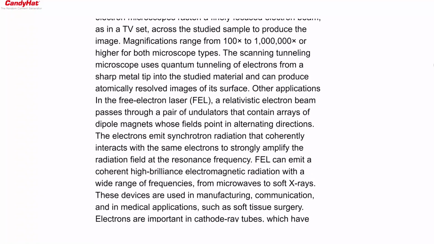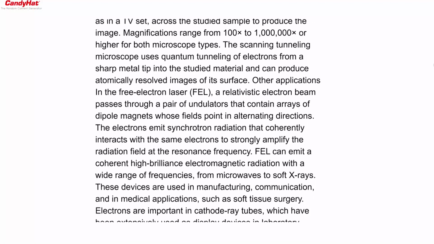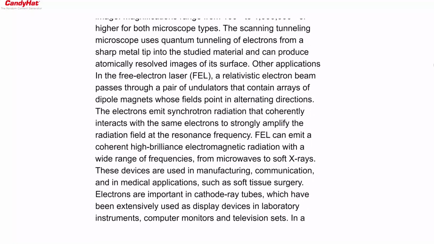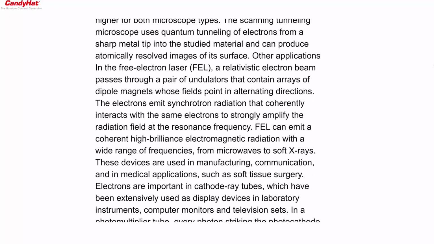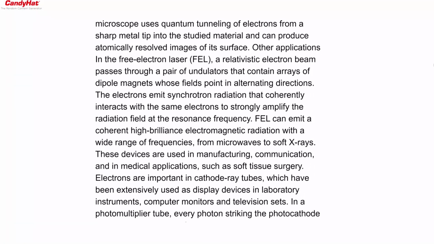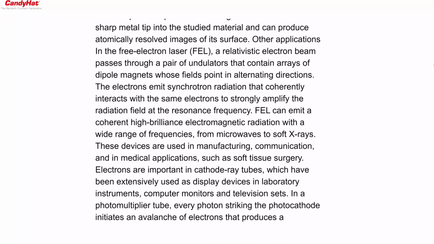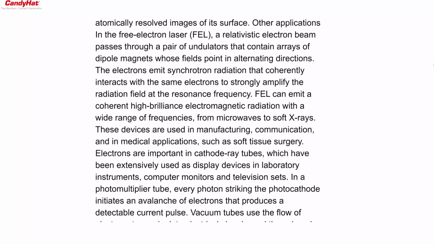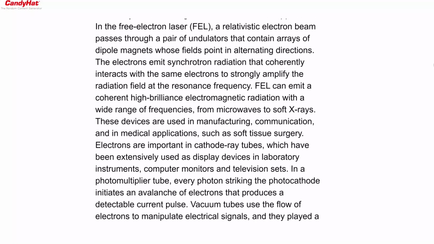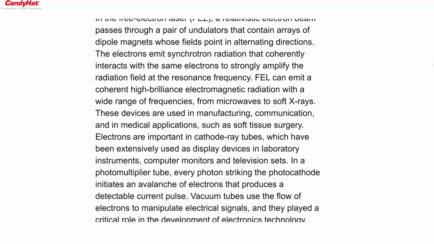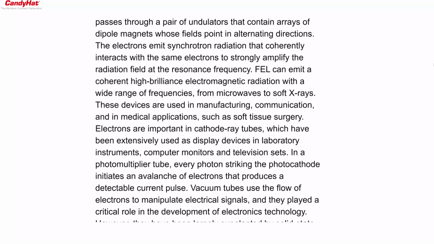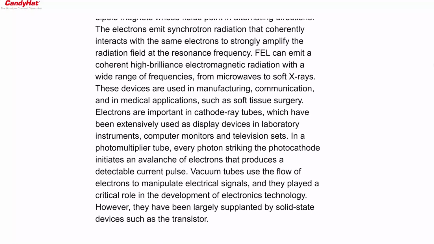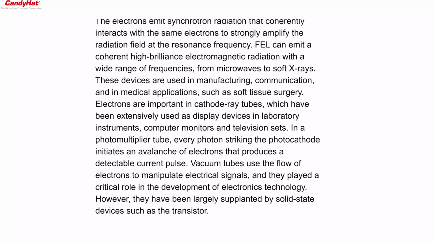Other applications. In the free electron laser, FEL, a relativistic electron beam passes through a pair of undulators that contain arrays of dipole magnets whose fields point in alternating directions. The electrons emit synchrotron radiation that coherently interacts with the same electrons to strongly amplify the radiation field at the resonance frequency. FEL can emit a coherent high-brilliance electromagnetic radiation with a wide range of frequencies, from microwaves to soft X-rays. These devices are used in manufacturing, communication, and in medical applications, such as soft tissue surgery.